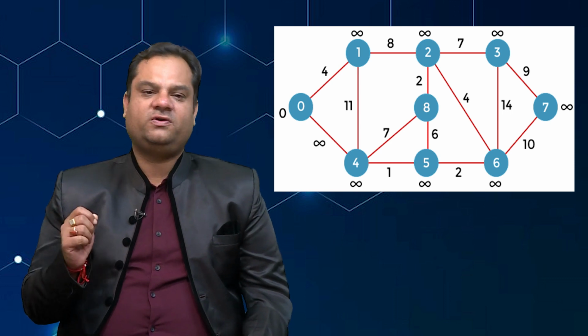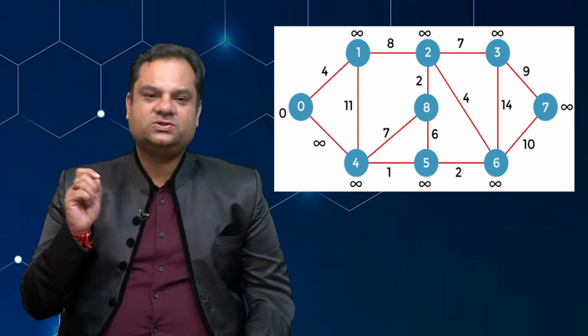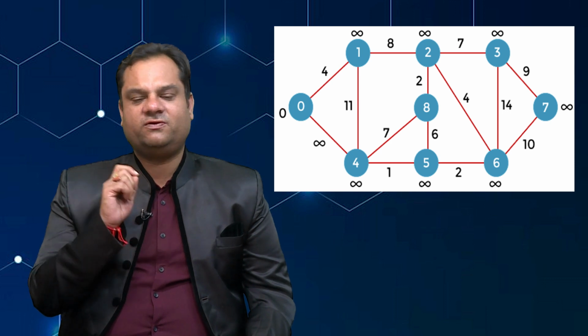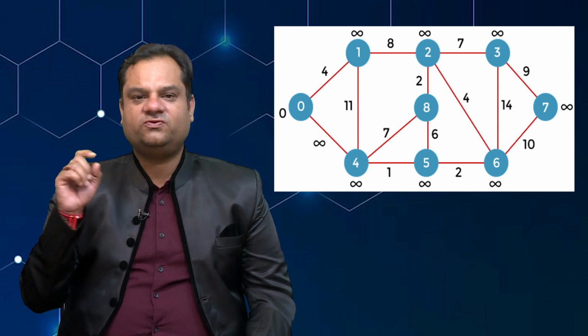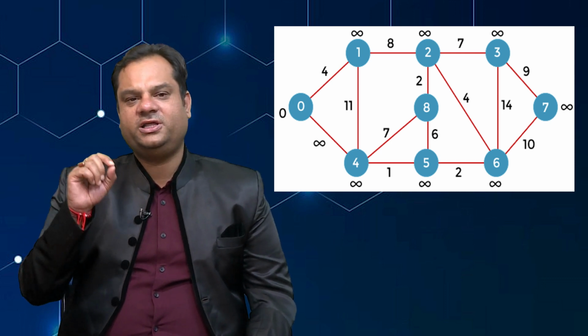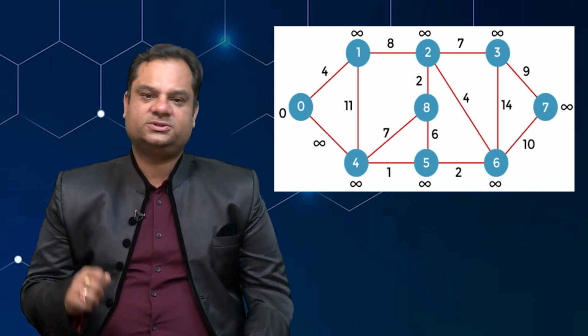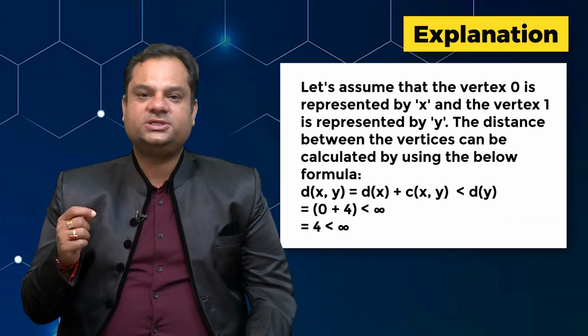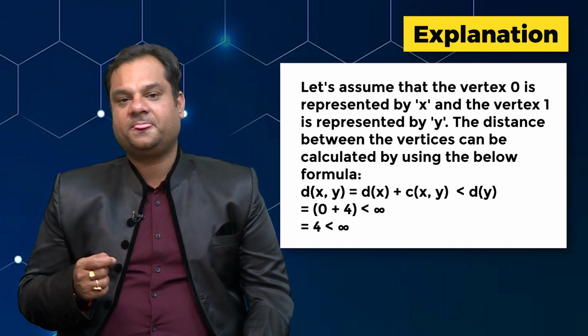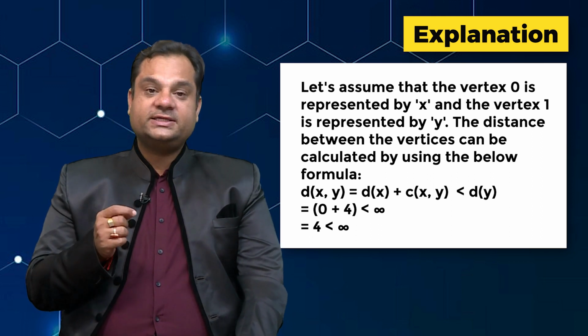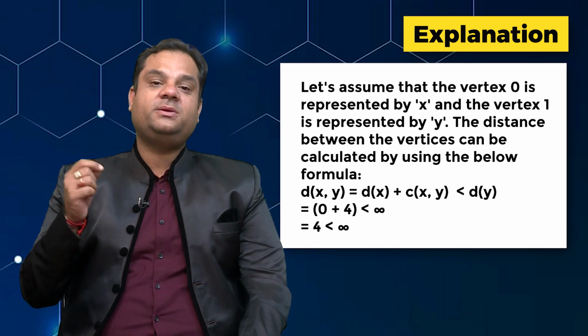Now, for the source vertex 0, we put the weight value as 0, and all the rest of the nodes are set to infinity. Now we start our journey. Let's assume the vertex 0 is represented by x and the vertex 1 is represented by y. The distance between the vertices can be calculated by using the below formula.